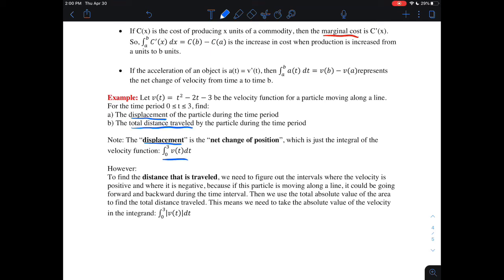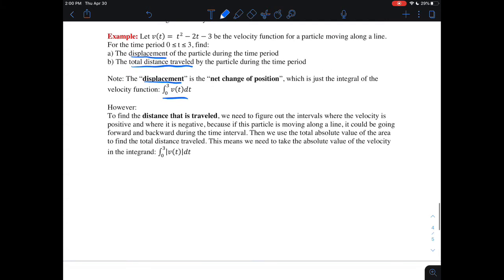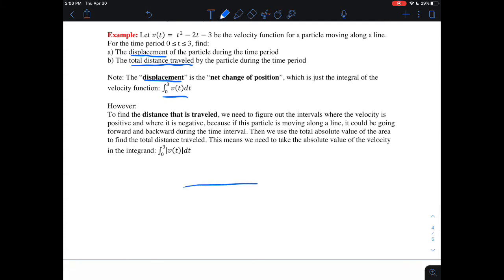Because if this particle is moving along a line, it could be going forward and then backward during the time interval. So if you're on the same line, you can't quite tell, but I'm just going back and forth on the same line.